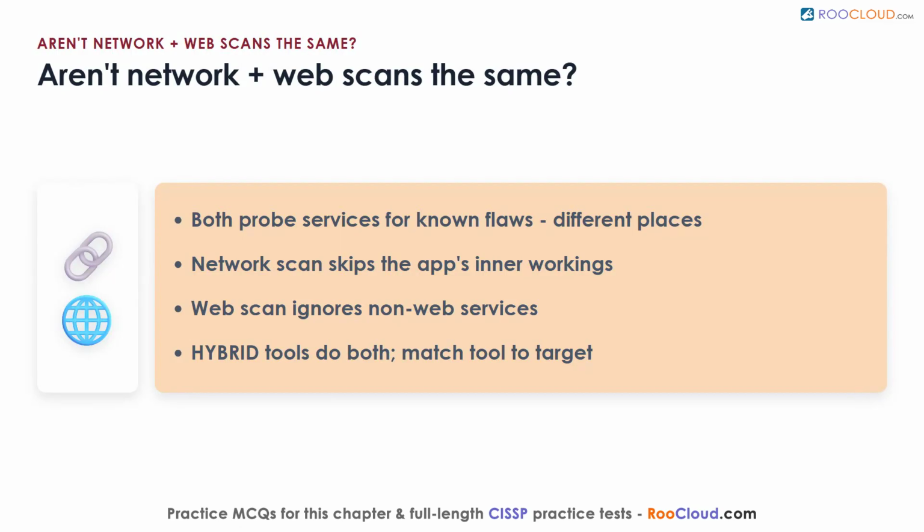Aren't network scans and web scans basically the same? They rhyme, but they are not twins. Both probe a server's services for known flaws, yet each looks in a different place. A network scan does not dive into the inner workings of a web application, and a dedicated web scan ignores everything that is not a web service. Some tools do both jobs in one package, which we call a hybrid scanner. Before you trust any scanner, confirm it actually covers the objectives you care about. Match the tool to the target.